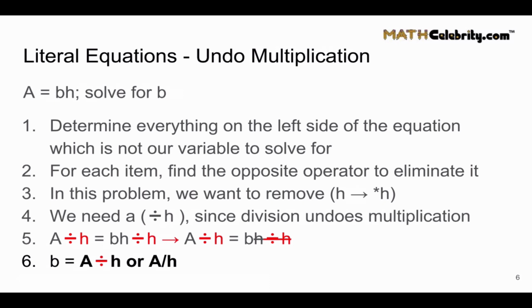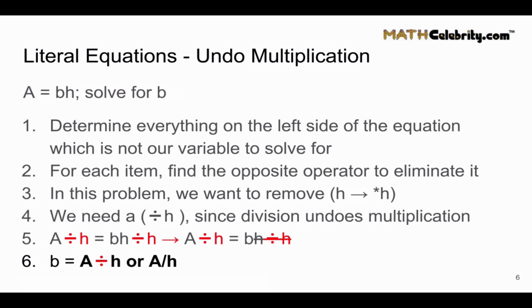So here's a common literal equation you'll see on your math homework and on exams. A equals BH. This is a common formula for triangles, area equals base times height. Now, sometimes it's worth noting BH may be LWH, so area or volume equals length times width times height.